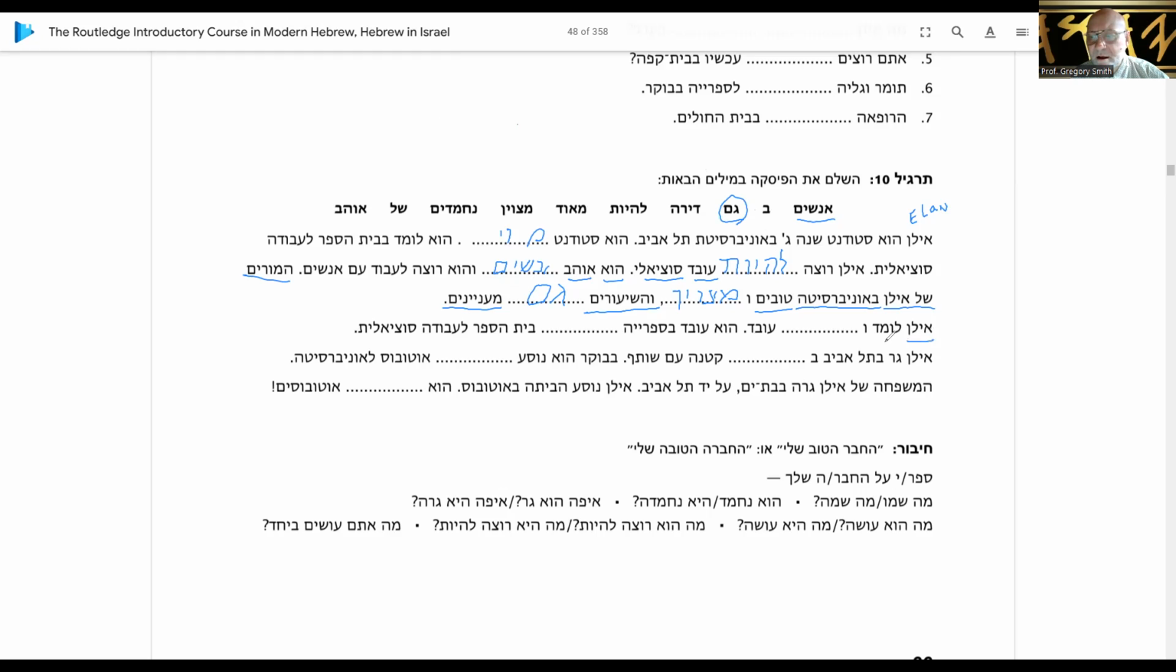Let's just go on here. Elon Lomed. There are some of these words that you just have to keep looking up until you get it right. Lomed, studying. Elon is studying, and studying and something. He's studying and working. Oved comes from avad, to work. I think this would also go in there. So Elon is studying and also working.